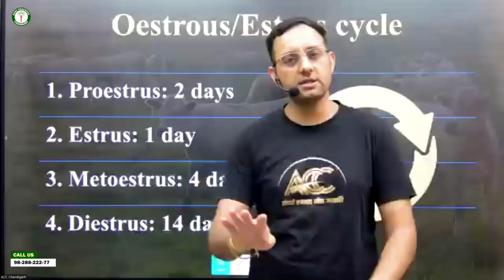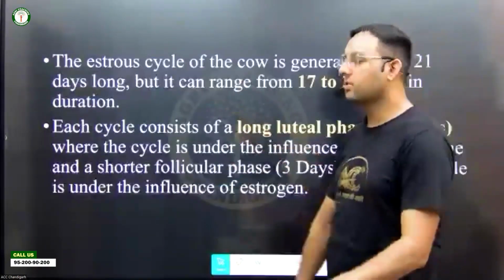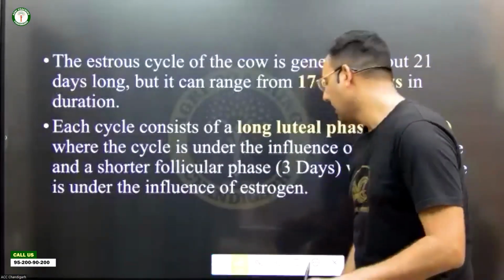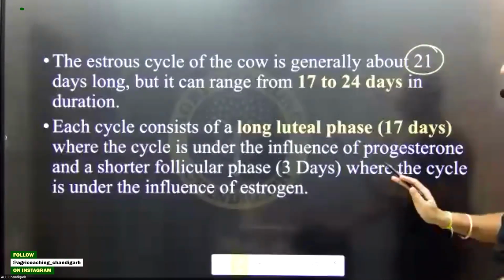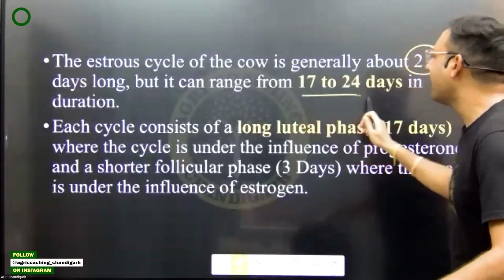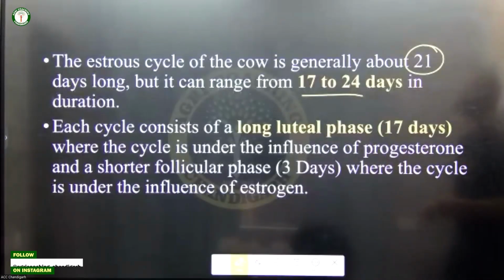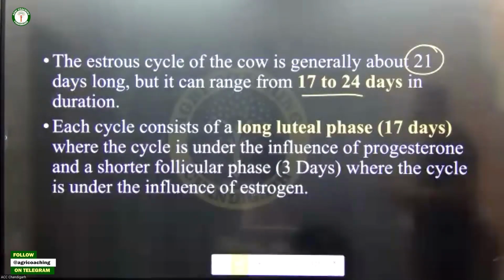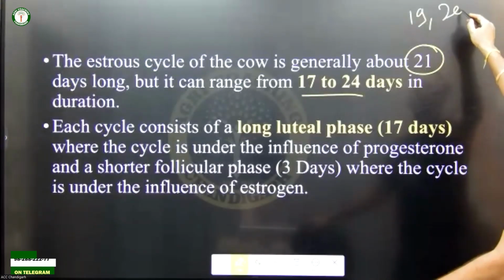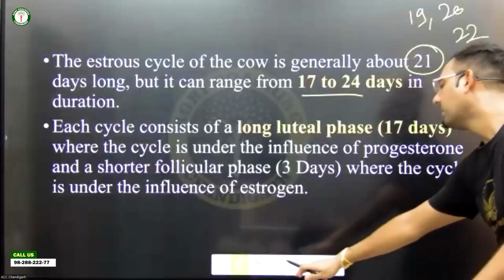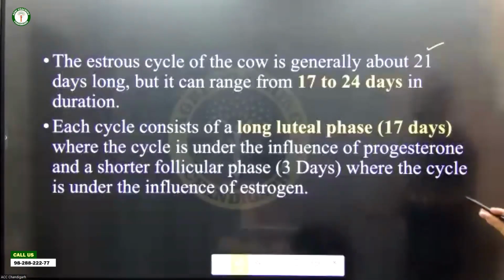Okay, 4 stages and 2 phases are clear. Now, let's continue with the general introduction part. In the estrus cycle of a cow, it is generally about 21 days long. But as I told you, it can vary from 17 or 18 to 24 days. Some cows will come in heat after 19 days, sometimes 20 days, sometimes 22 days. But the average is considered as 21 days.